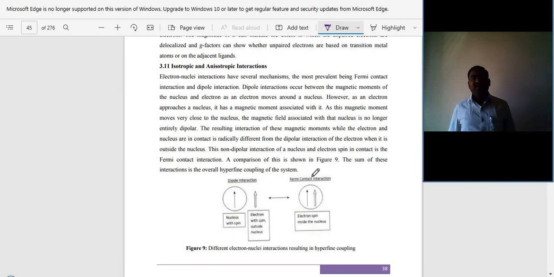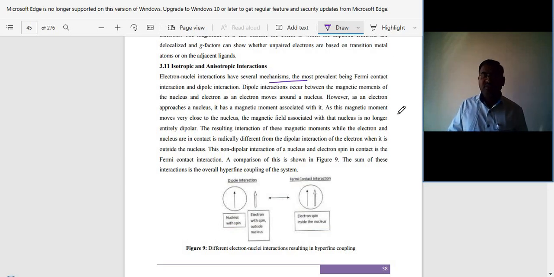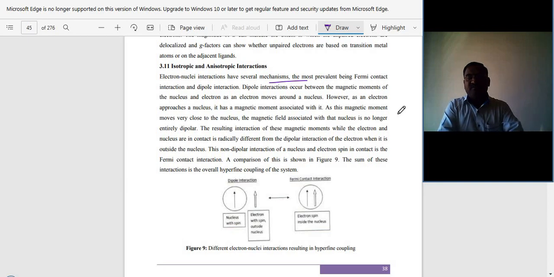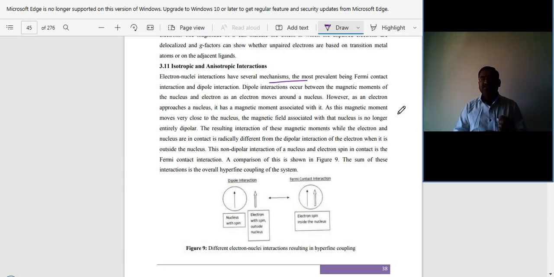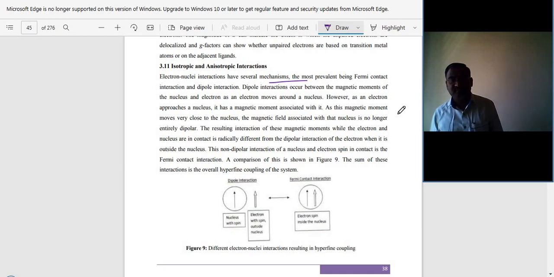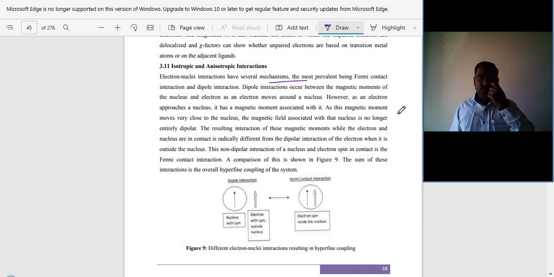Like the isotropic and anisotropic interactions. Iso means same, aniso means different. Electron-nuclei interactions have several mechanisms, the most prevalent being Fermi contact interaction and dipole interaction. The dipole interaction occurs between the magnetic moments of the nucleus and the electron as an electron moves around the nucleus.